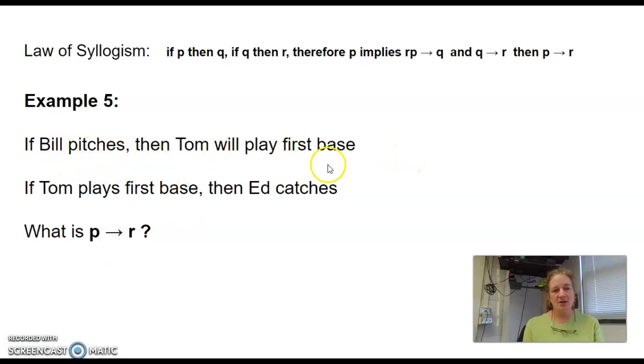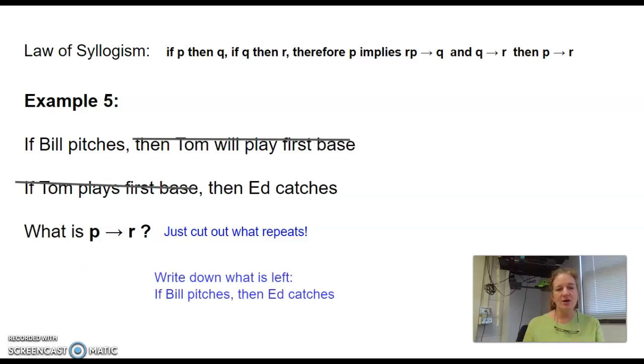If Bill pitches, then Tom will play first base. If Tom plays first base, then Ed catches. Why would I repeat myself? I don't need to repeat myself. Just cross out what repeats. So I'm going to cross out Tom plays first base, Tom plays first base, and I write down what I'm left with. If Bill pitches, then Ed catches. That's what the law of syllogism is saying. It's simply saying you don't need to repeat yourself, right? If one thing is true and another thing is true, then the third thing is true. That's what this is, okay? This is important. Just cross it out.